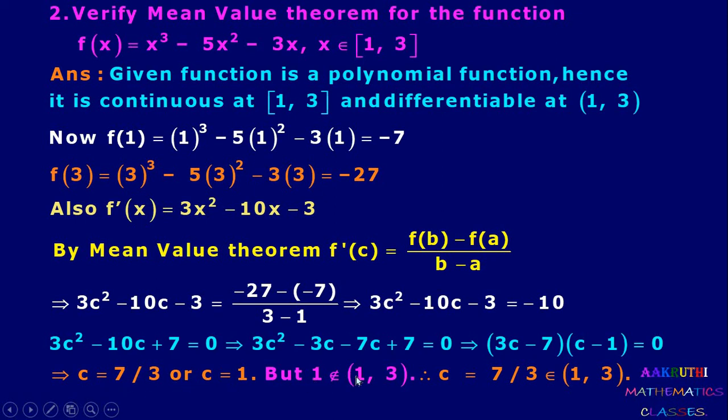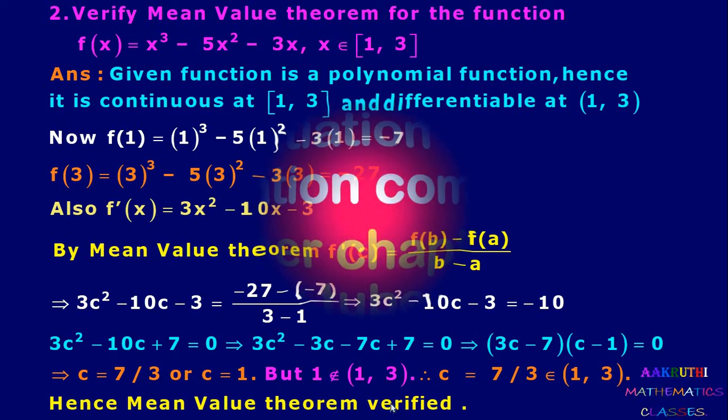But 1 does not belong to open interval 1 to 3. So therefore 1 does not belong to open interval 1 comma 3. So therefore c value should be 7 by 3 only. So c value 1 is not possible. So c value is 7 by 3. And 7 by 3 belongs to open interval 1 comma 3. Hence mean value theorem is verified. So here c value is 7 by 3. It belongs to open interval 1 comma 3. Hence mean value theorem is verified.